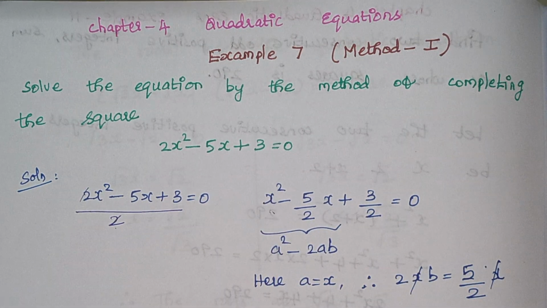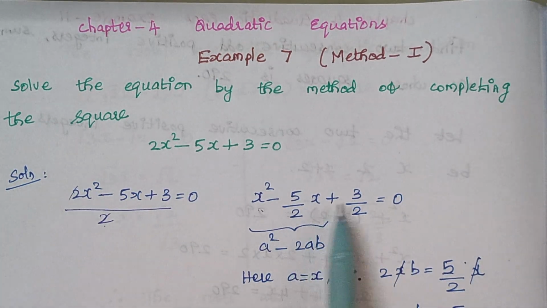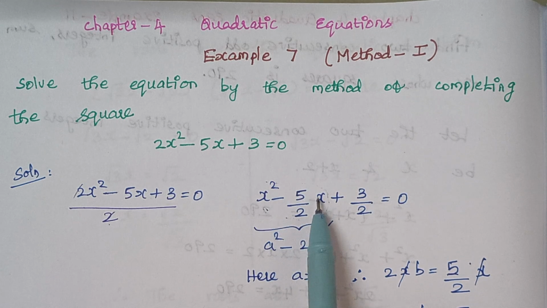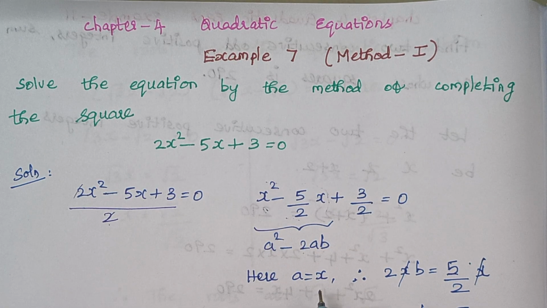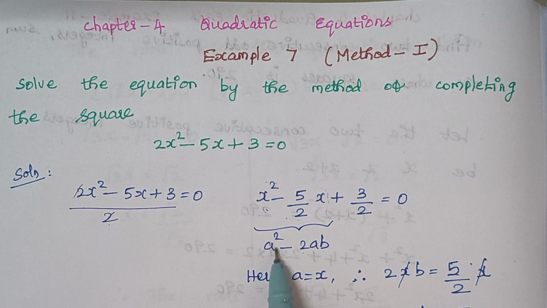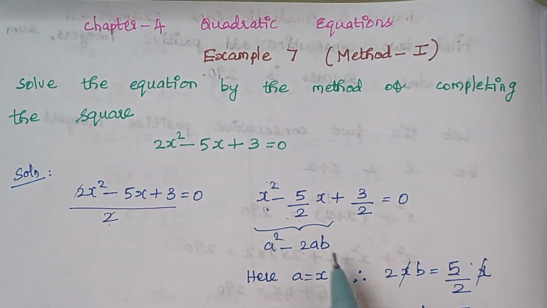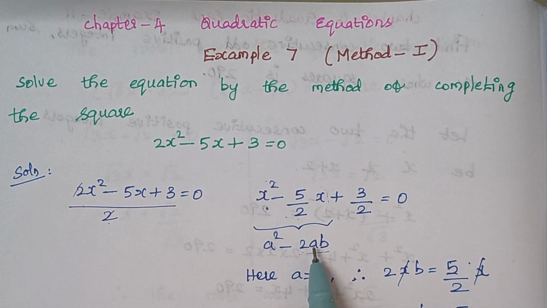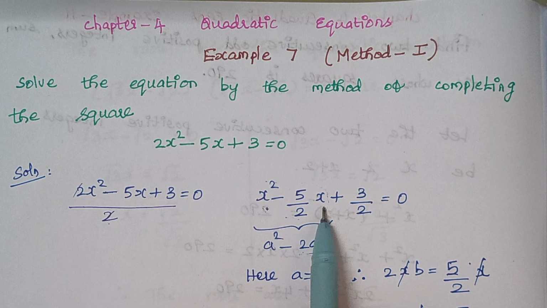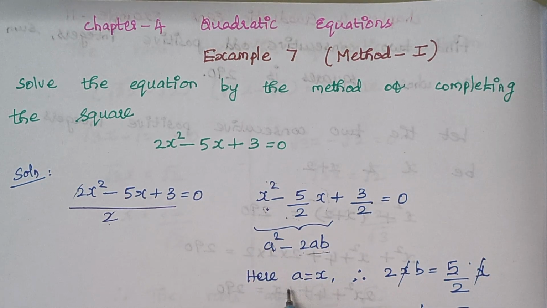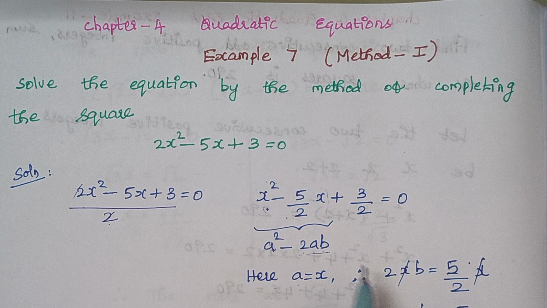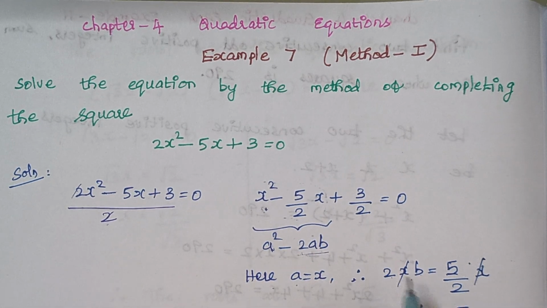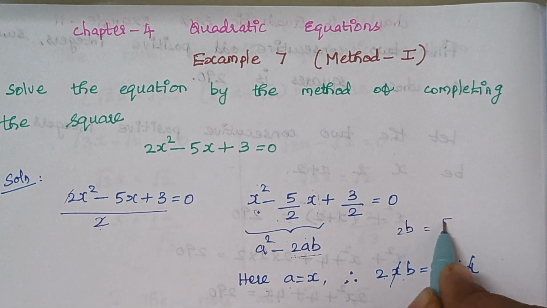equal to 0. So from this equation, you see this is of the format a square, and this second thing represents 2ab. In the place of a, here we have x. Now we are going to equate the coefficient of x, or equate these two terms. So what is a? A is nothing but x. So a equal to x, therefore 2ab, that is 2xb, is equal to 5 by 2x. Or you can simply equate 2b equal to 5 by 2.